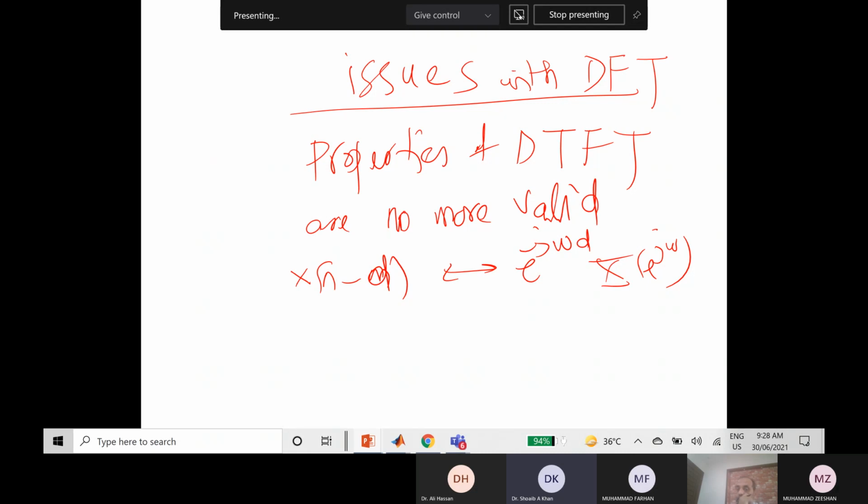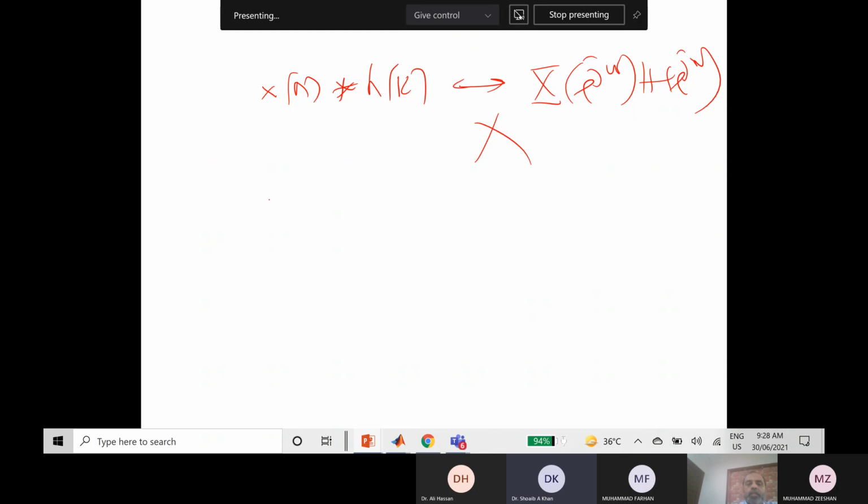For this, once you shift in time, it will be a circular shift. Whatever comes out will wrap around and come back. Okay? So this property changes. The most important property is convolution in time, which we used to say is multiplication in Fourier. This is no more valid. Now it is the circular convolution.